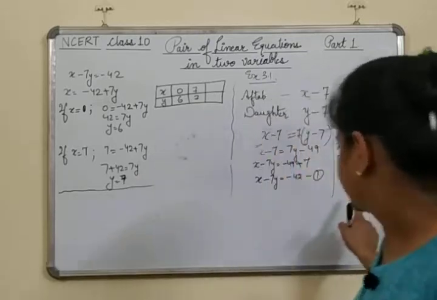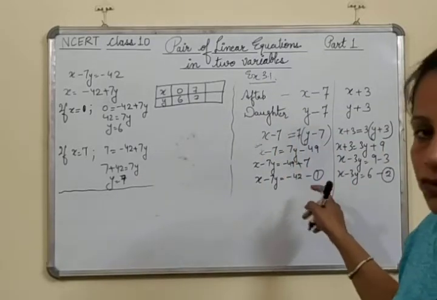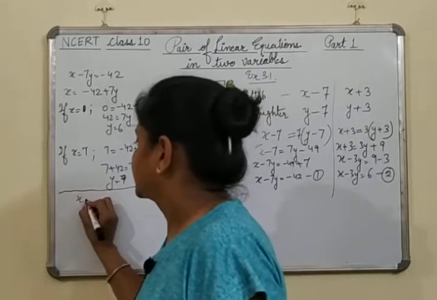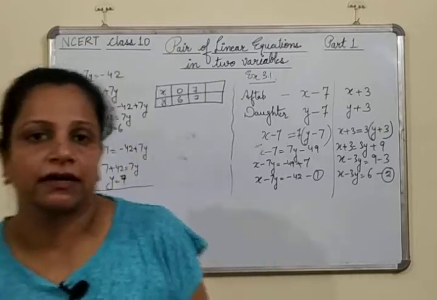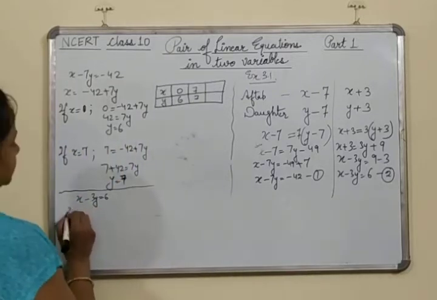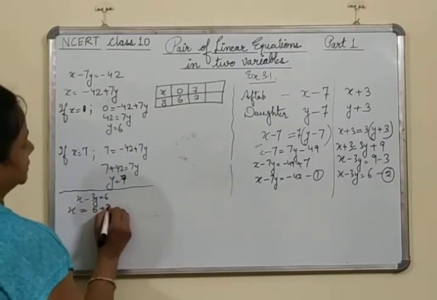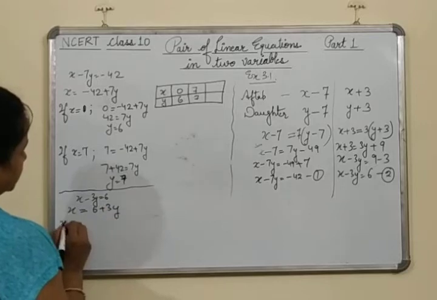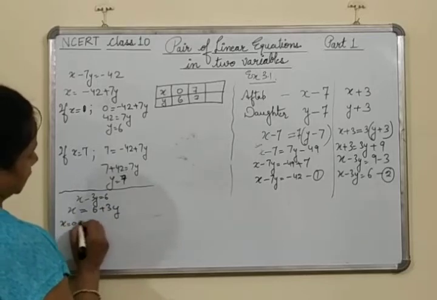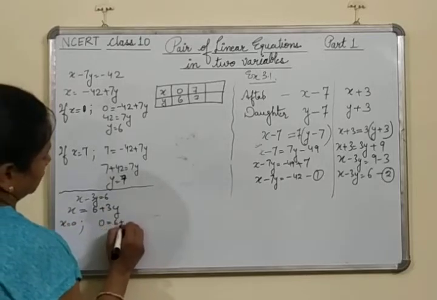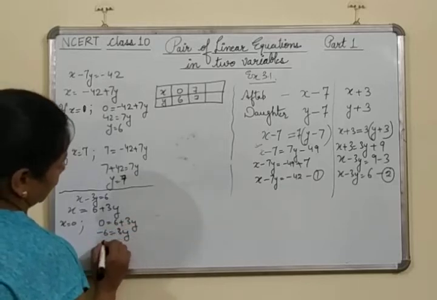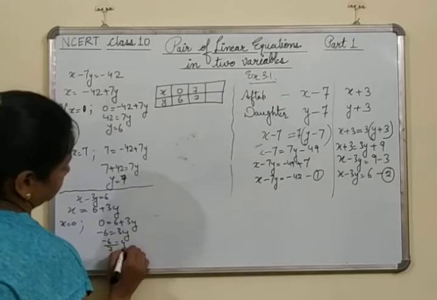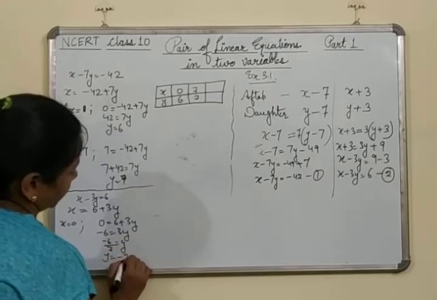Now similarly we have the second equation, x minus 3y is equal to 6. Now what do we have to do in this? Separate x. x is equal to 6 plus 3y. Suppose I am giving x as 0. I put x as 0, so what will I get? Minus 6 is equal to 3y, or y is equal to minus 2.